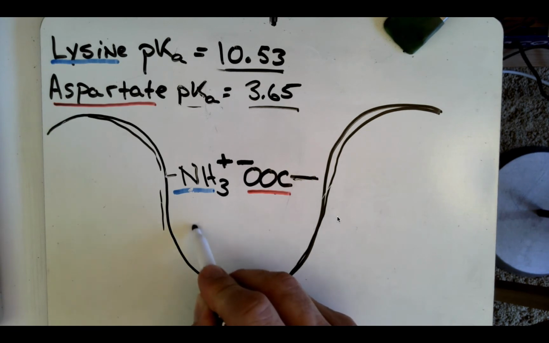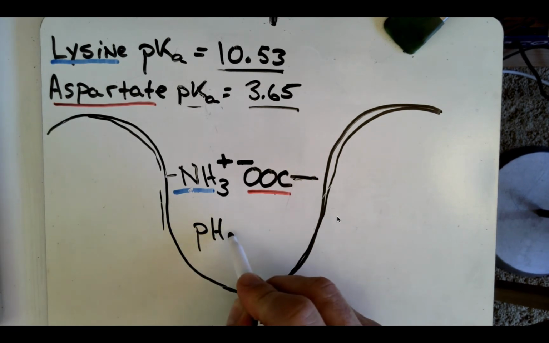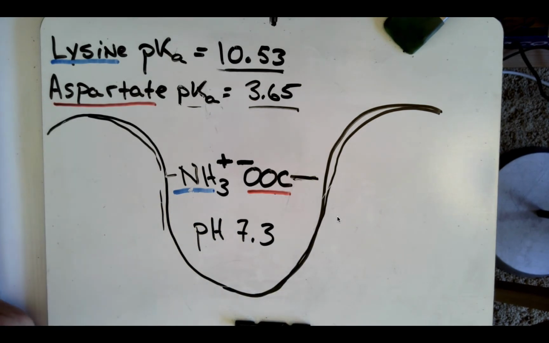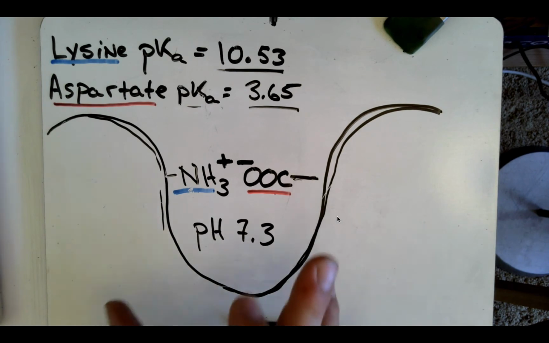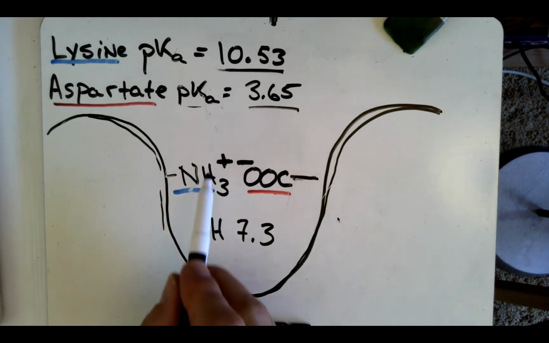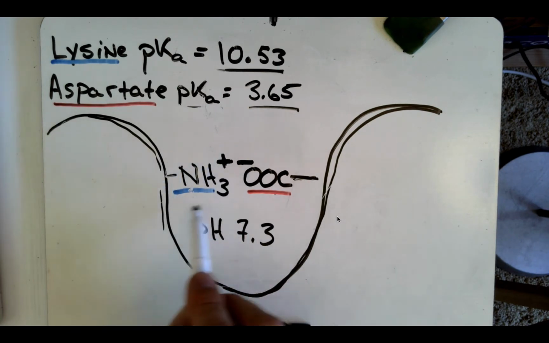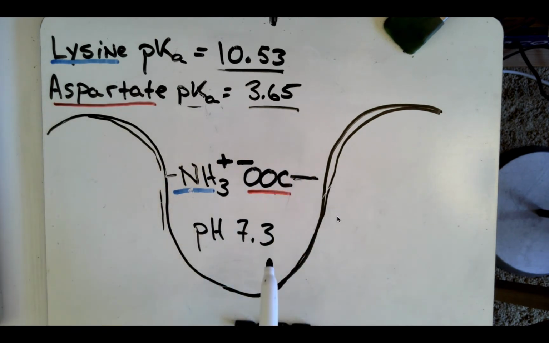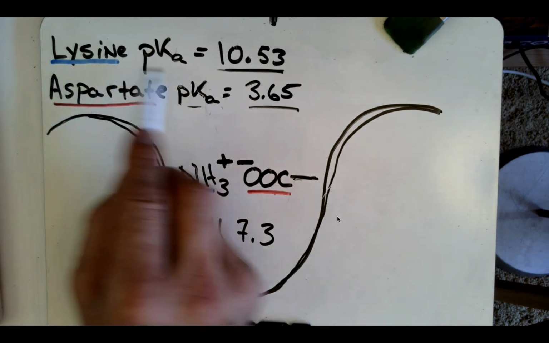So pH 7.3 or something like that. Okay. Now, when the pH is 7.3, let's take a look at how many of those lysines are going to be protonated. Let's see how many of those carboxyl groups, those aspartates, are going to be deprotonated. So let's focus on the lysine.